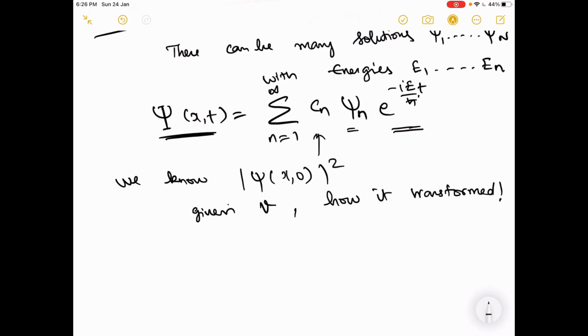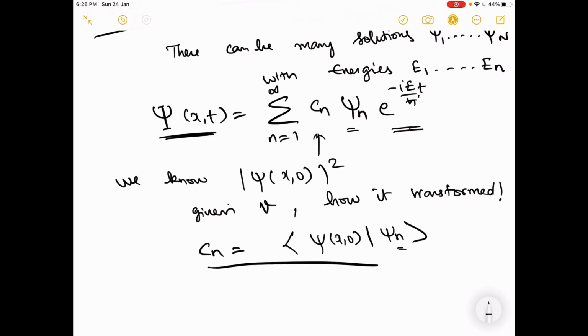So how do we find Cn? Because now we have found out a general solution. Cn can be obtained by the inner product with any psi n. We will do some examples and then we will clearly understand what we mean by this, right? So for any given problem, we can imagine an initial solution, and at any time t we can find the solution by calculating its Fourier components.